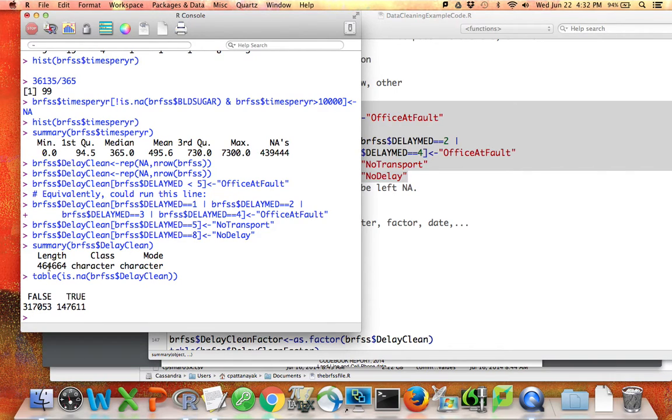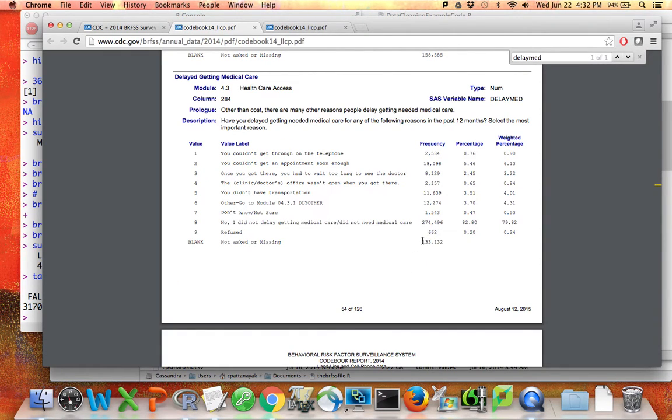Okay, and that tells me I do still have lots of NAs. I have 147,611 of them. And if I go back and look here, that's about right. I started with 103,000, now I have 147,000. That makes sense because I tried to add the refused, don't know, and other to that category.